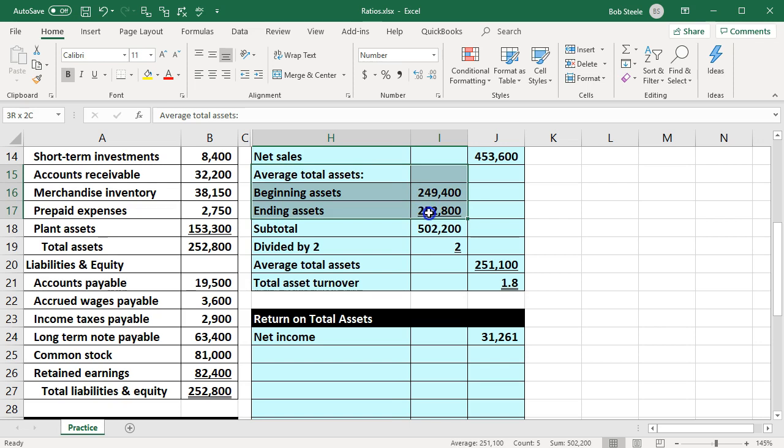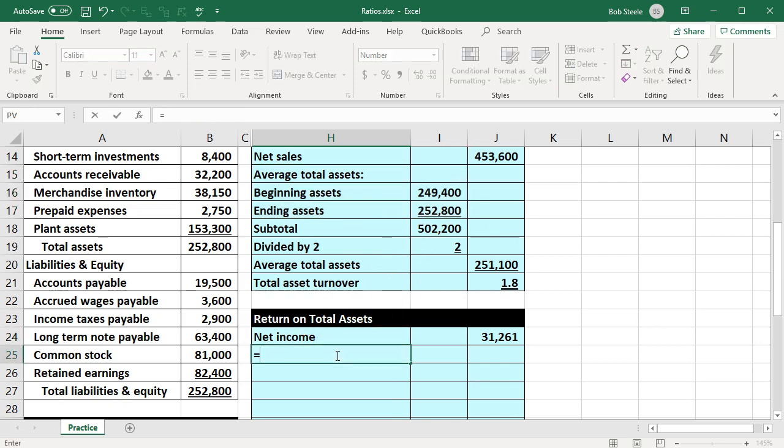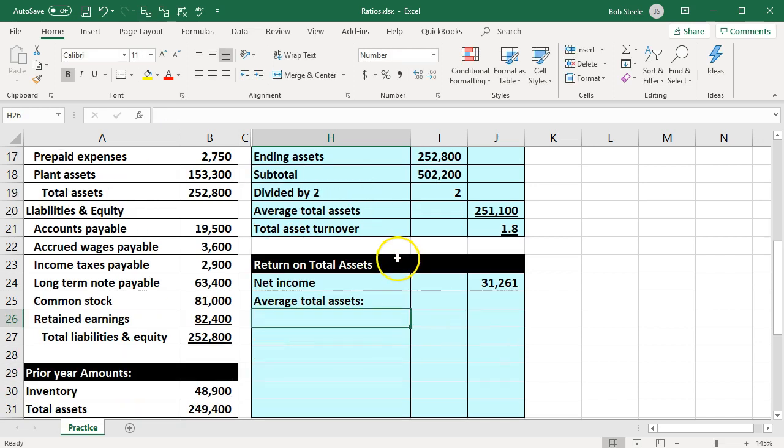So now we're going to have the average total assets. I'm going to do that with a formula down here. We're going to say that this is going to be equal to the average total assets right there. Enter. Then we'll autofill that down. It'll pick up the relative cell references. So I'm autofilling it down until it gets to that divided by 2.